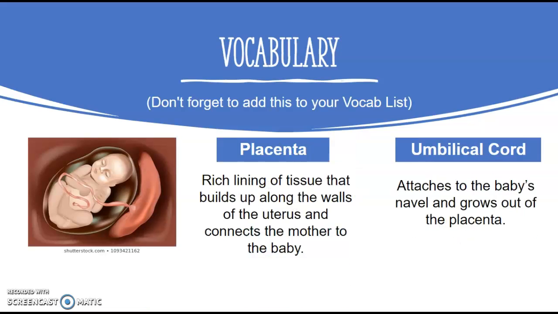More vocabulary include placenta. Placenta is a rich lining of tissue that builds up along the walls of the uterus that connects the mother to the baby. The umbilical cord attaches to the baby's navel and grows out of the placenta. The umbilical cord is where your belly button is now, and that was attached to the placenta to be able to exchange nutrients and oxygen so that you could survive inside of another human body.